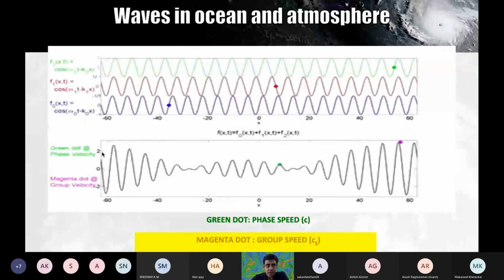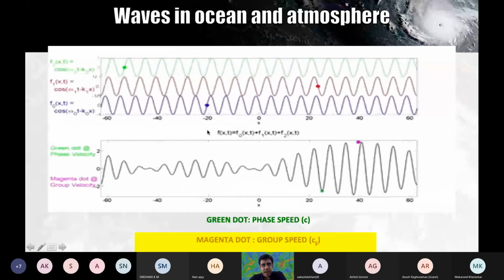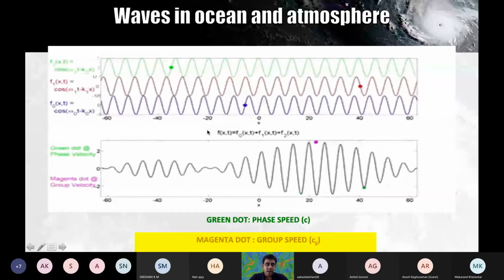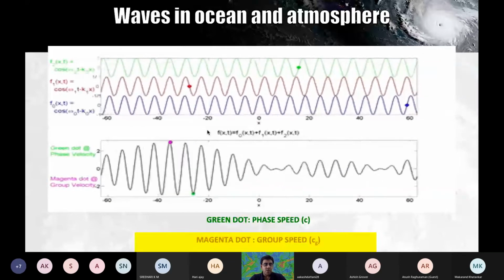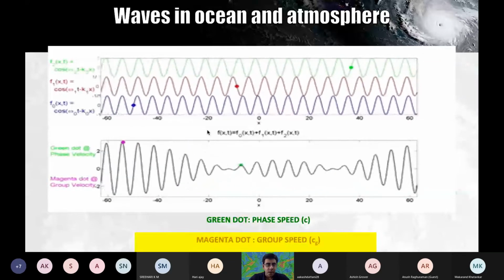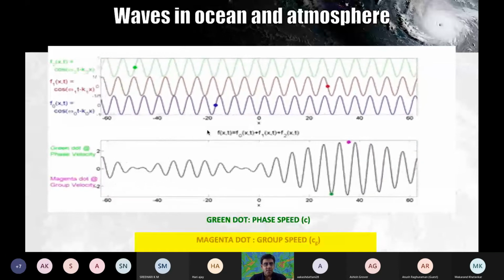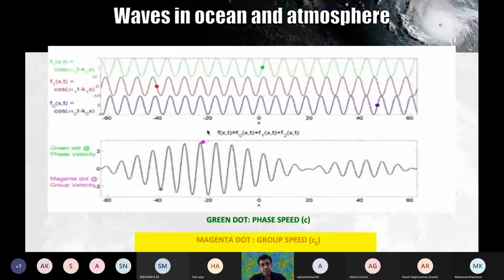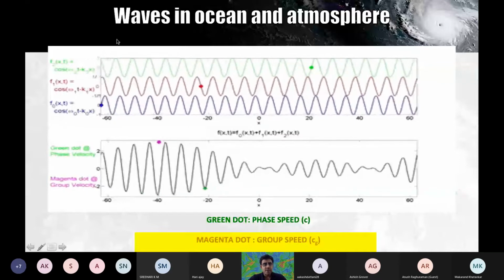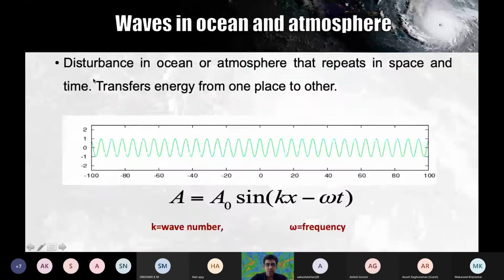Whenever I talk about waves, go back a little bit to your physics-based knowledge. There is something known as a monochromatic wave, and something known as a polychromatic wave. A monochromatic wave has only one wave which is moving, something like this. Now, I add 2 or 3 waves to it.